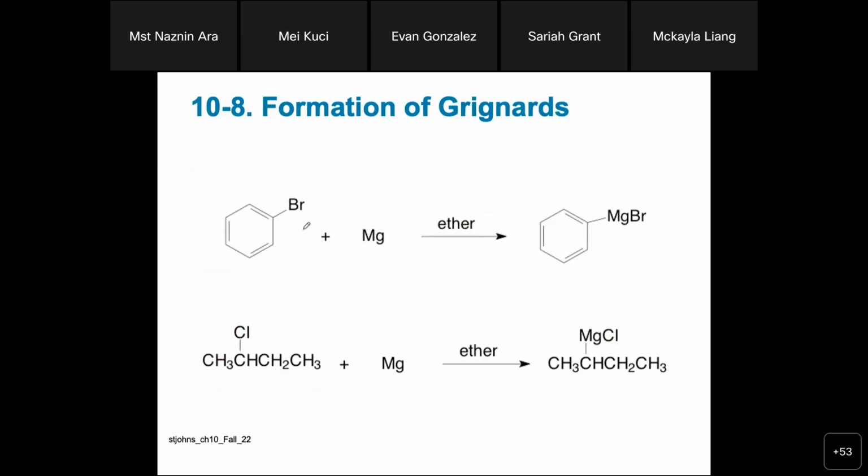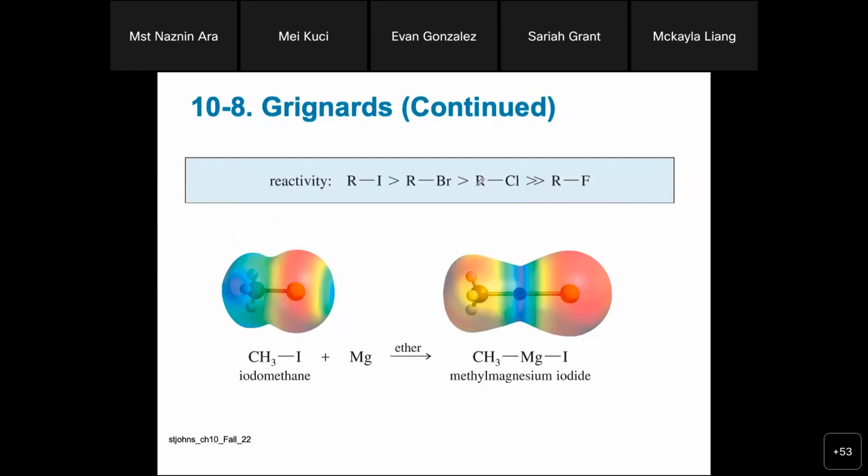As we said, it can be many things, even aromatic. So we can produce the Grignard reagent in the presence of ether, and this ether is anhydrous. You can see here the reactivity of Grignard reagent: iodide, bromide, chloride, and then fluoride, which is almost non-reacting. This is methyl magnesium iodide, if we specifically name this reagent.